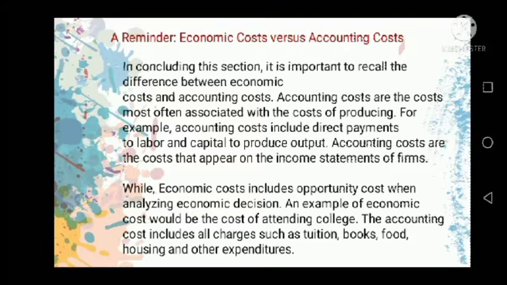For example, accounting costs include direct payments to labor and capital to produce output, while economic costs include opportunity costs when analyzing economic decisions. An example of economic cost would be the cost of attending college. The accounting costs include all charges such as tuition, books, food, housing, and other expenditures. As I said earlier, accounting costs include direct payments.